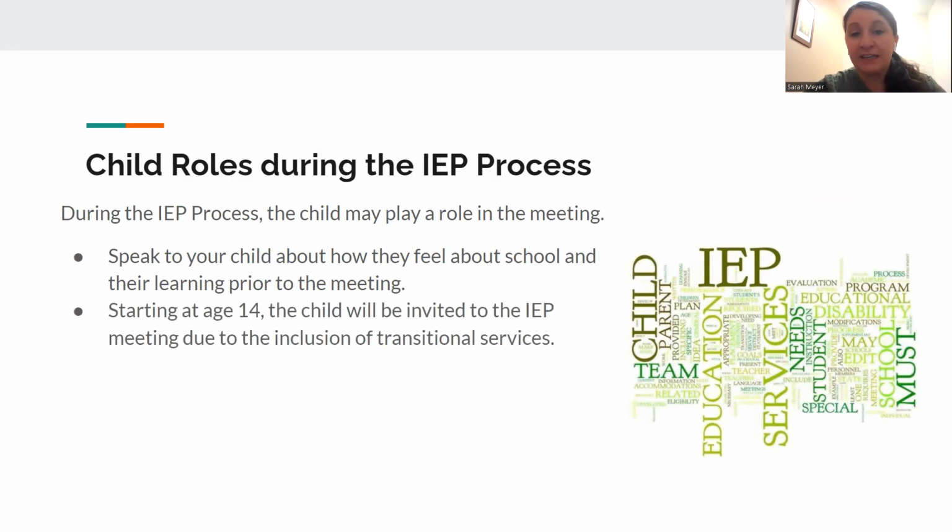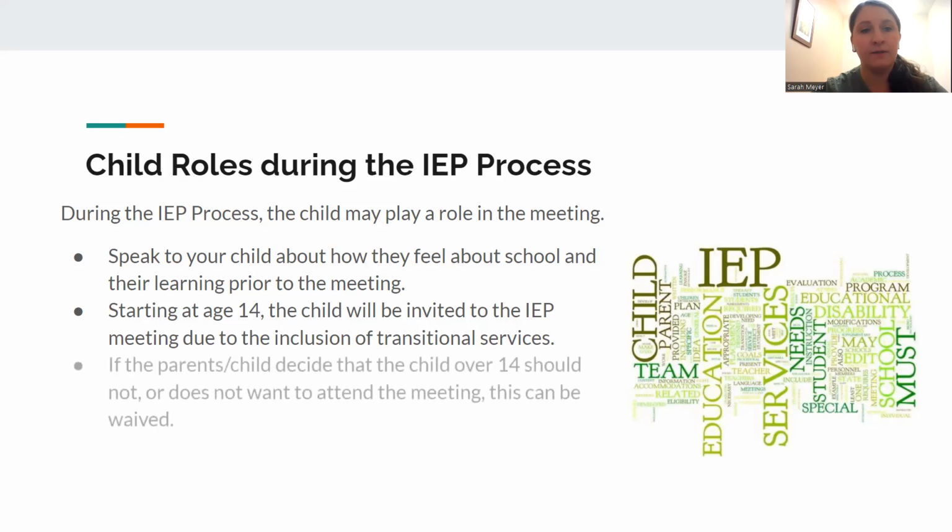Starting at the age of 14, the child will be formally invited to the IEP meeting. This starts at the age of 14 because this is when transitional services will first be included within the child's IEP. Those transitional services are going to be looking at post-secondary education and what the child's plans and goals are going to be once they graduate from high school. If the parents and/or the child decide that the child over 14 should not or does not want to attend the meeting, this can be waived. Just let the IEP team know prior to the meeting.